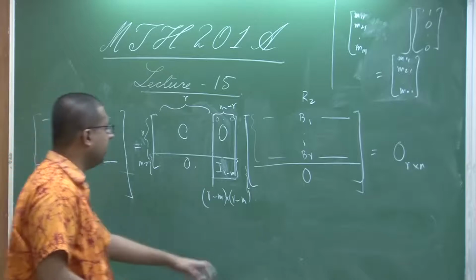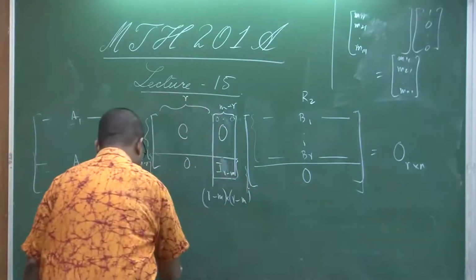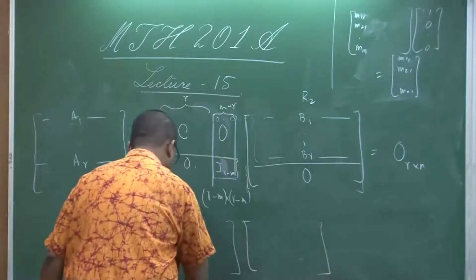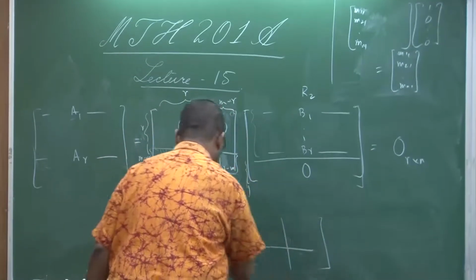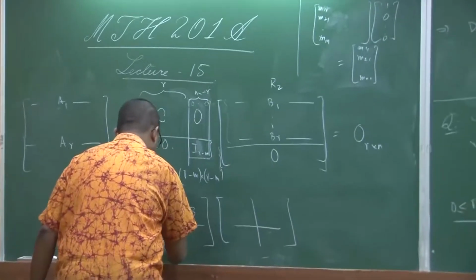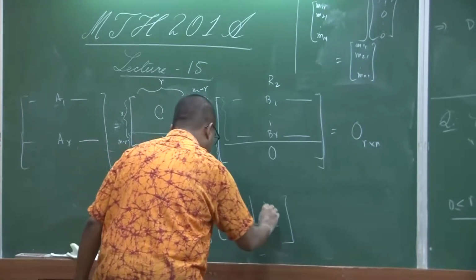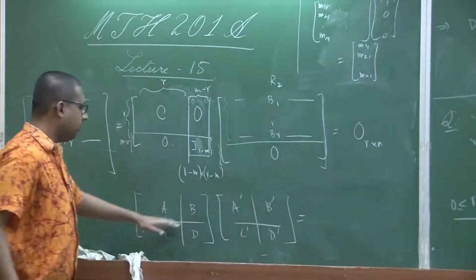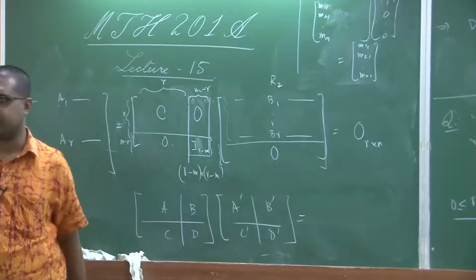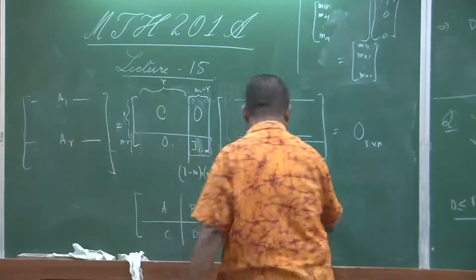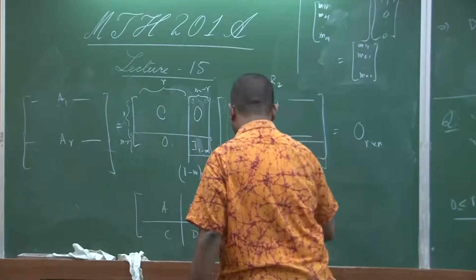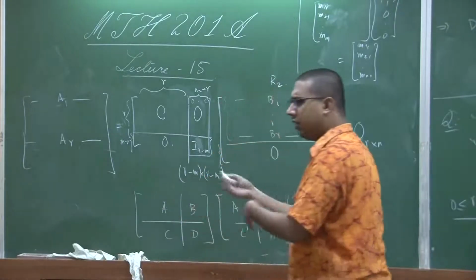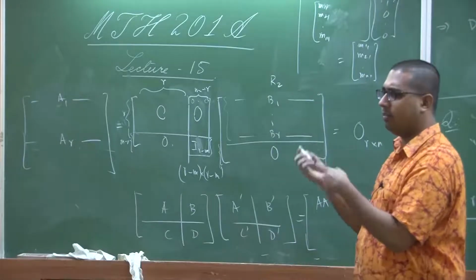So, I think a better way to deal with it: suppose you have matrices which are divided into appropriate blocks like this, A, B, C, D and A prime, B prime, C prime, D prime. The blocks are divided in such a way that the multiplication makes sense. Then it is easy to see that they can be multiplied in the usual, similar law of multiplying 2 by 2 matrices.